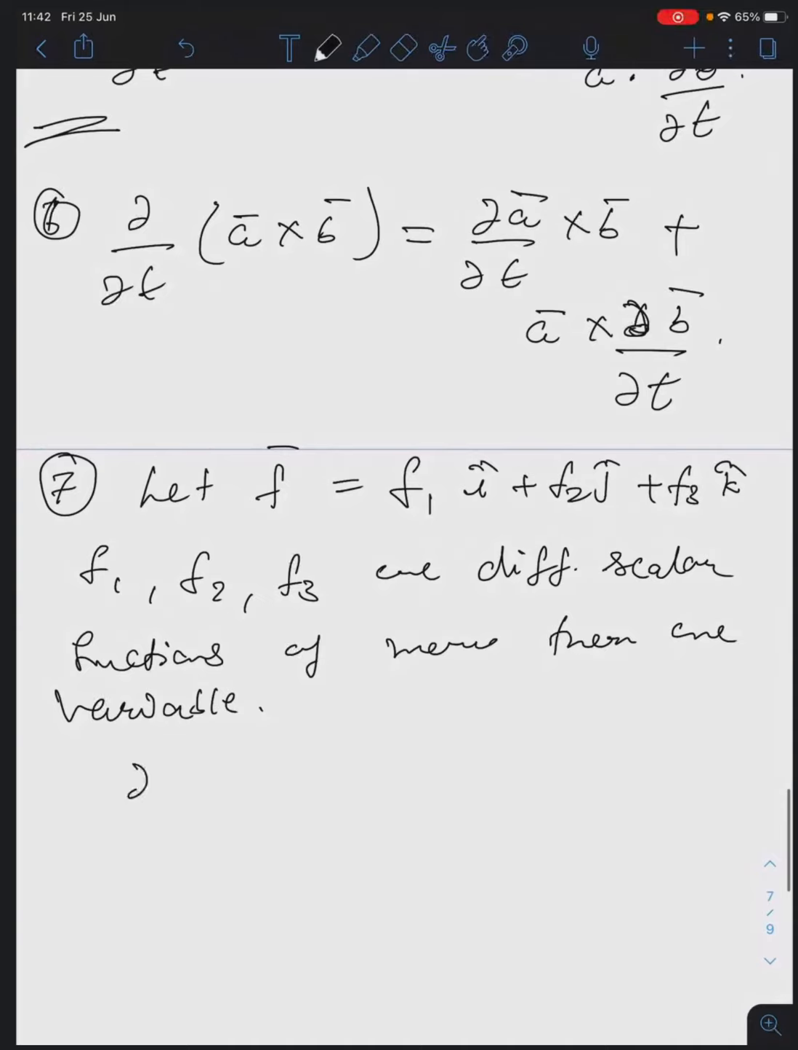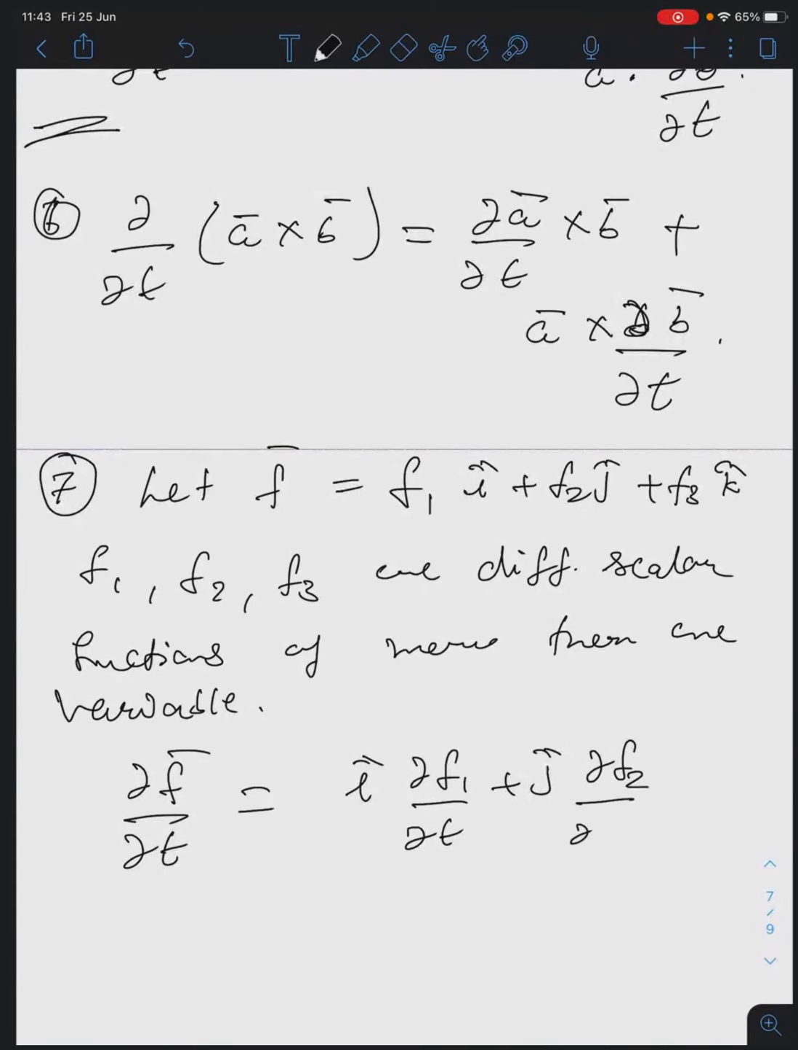Now if you want to calculate ∂F̄/∂T, one of the variables we are taking as T. So you will get î ∂F1/∂T plus ĵ ∂F2/∂T plus k̂ ∂F3/∂T.